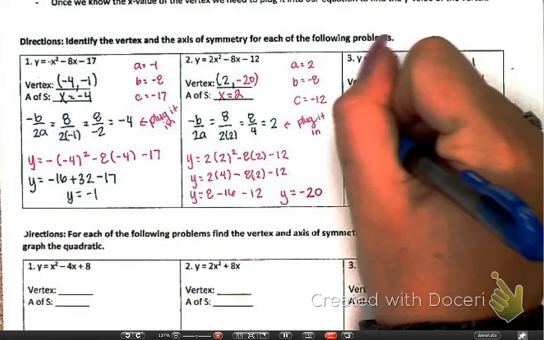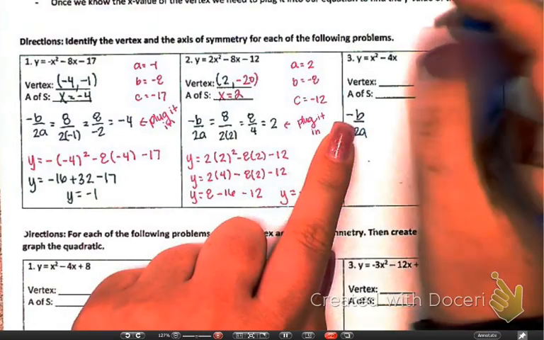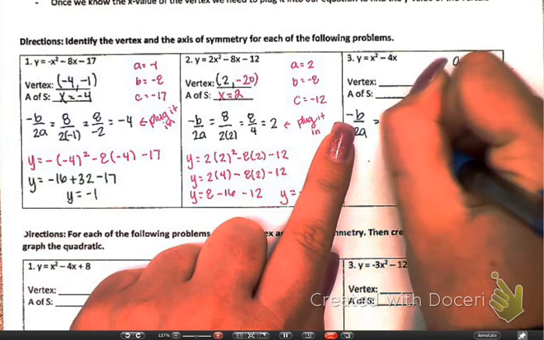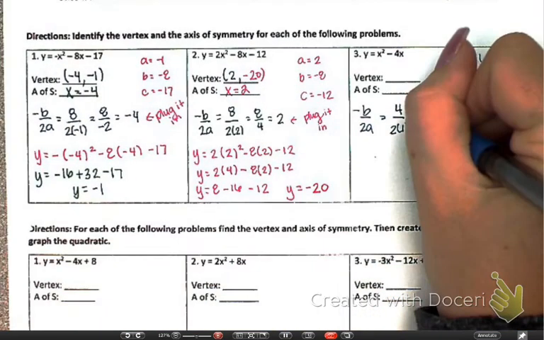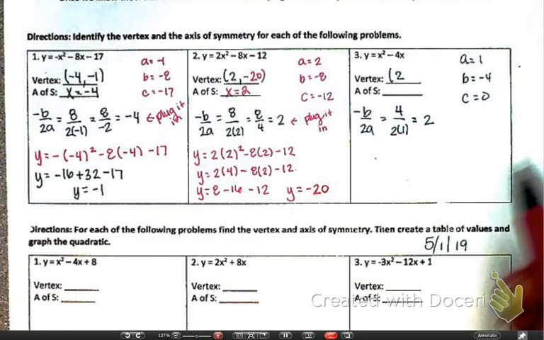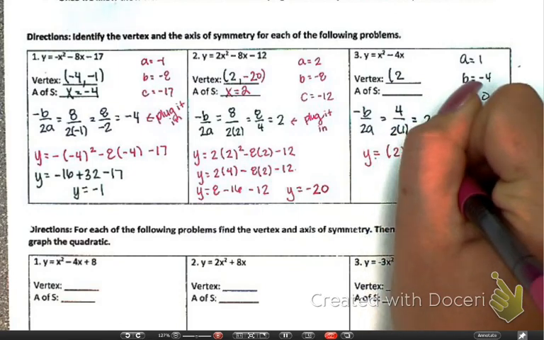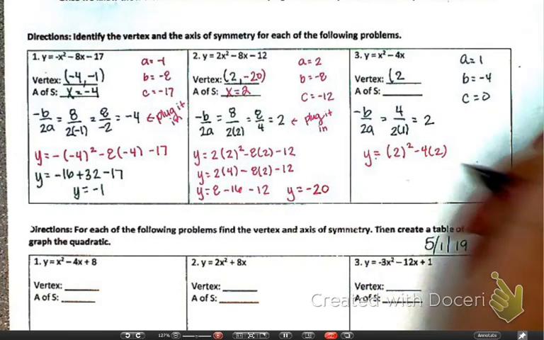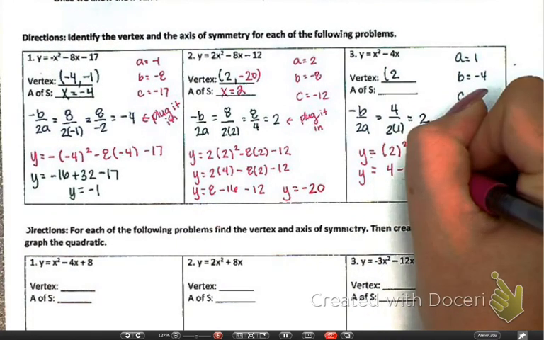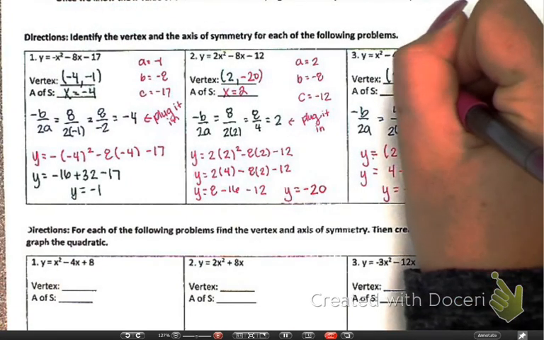So if I plug it into negative B over 2A, I have a negative and a negative 4, which gives me positive 4, all over 2 times 1. What's 4 divided by 2? 2. That's the x value of my vertex. To find y, I'm going to plug it in. So y equals 2 squared minus 4 times 2. 2 squared is 4. Negative 4 times 2 is negative 8. So you should get negative 4.